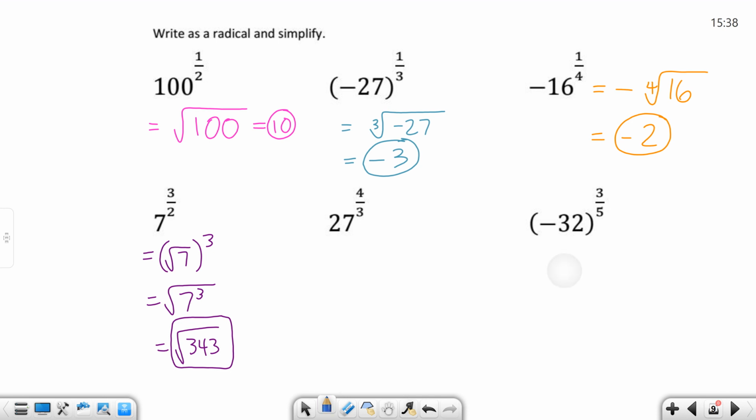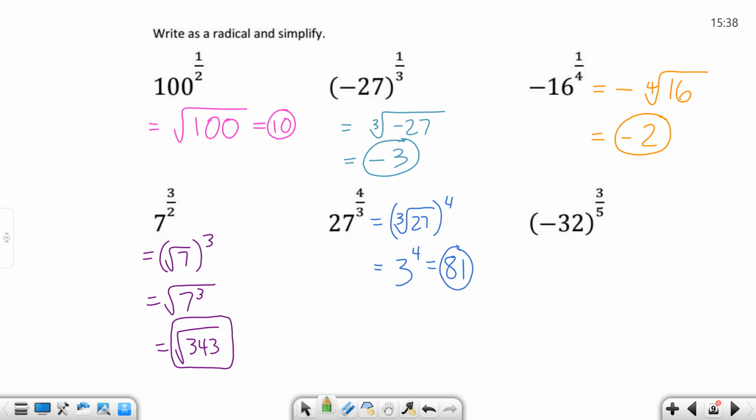So then 27 to the 4/3. This means what? The cube root of 27 and then raised to the 4th power. This time I can calculate the cube root of 27, right? Which is 3 and raise it to the 4th power, which is going to be 81. 3 times 3 is 9, times 3 is 27, times 3 is 81. Okay? So 3 to the 4th is 81. That's one of those numbers I said you should file away in your memory banks and know.